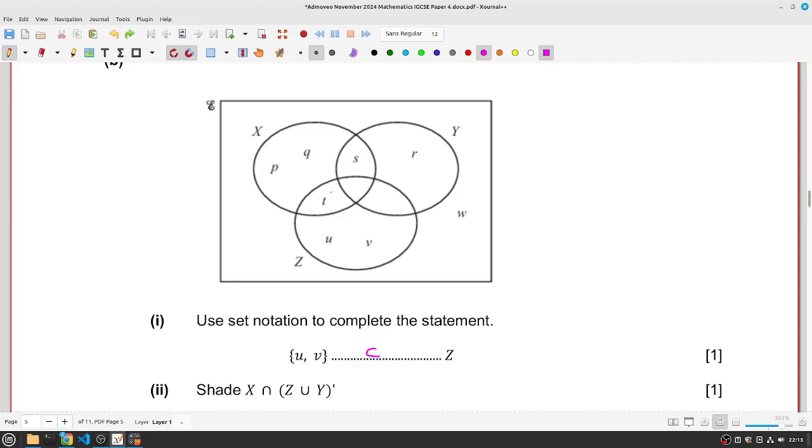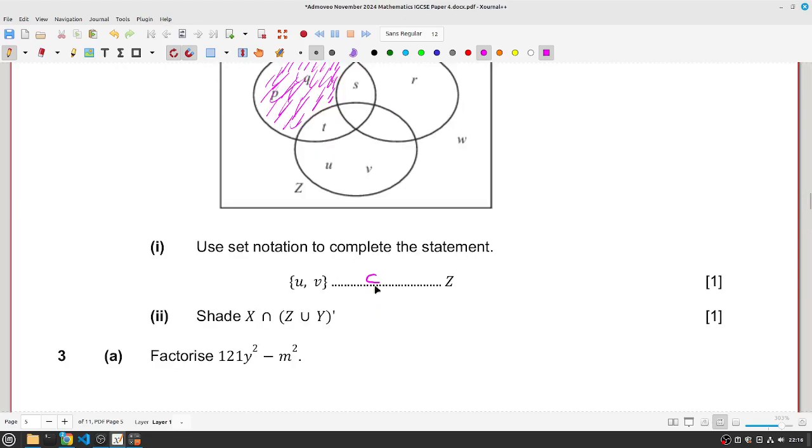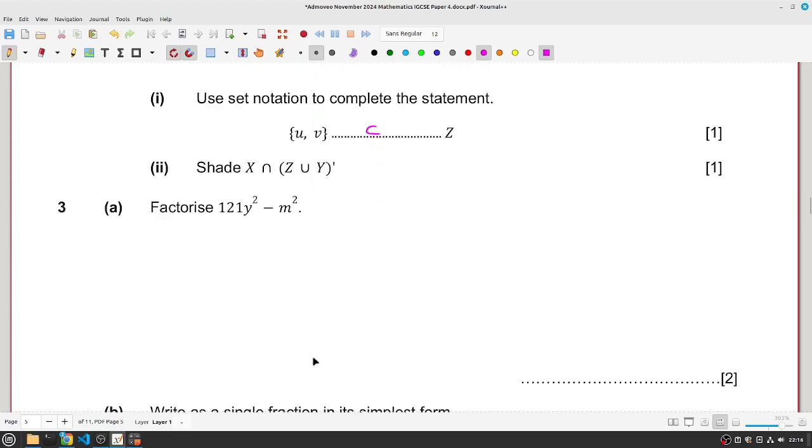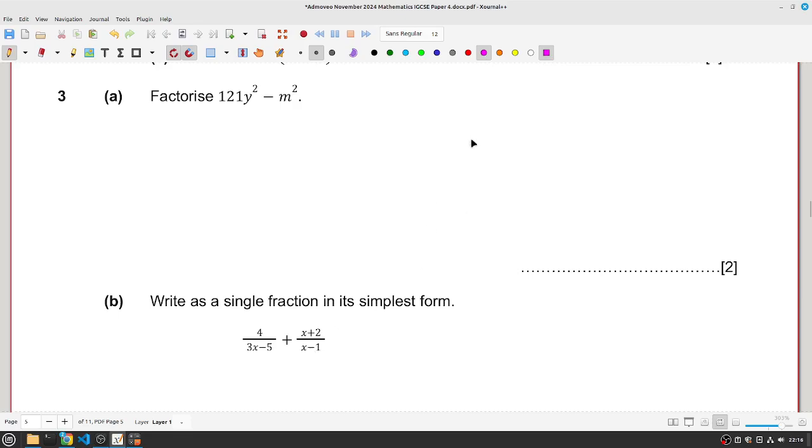So we want to shade this whole part. Okay, I'm not going to shade it properly now. I'm just going to do sort of roughly this. Okay. So there we go. Good. And that was it for the Venn diagrams, it looks like. Question 3. Let's change colors again. Let's do dark green for this one.